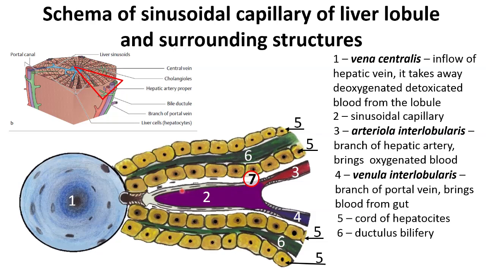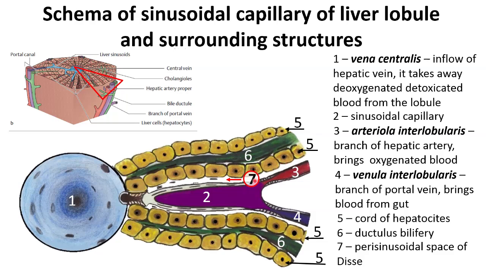Between the sinusoidal wall and hepatocytes we can find this space, very important for the process of filtering, because inside of it we can find several special types of cells, which fulfill the process of filtration or detoxication.